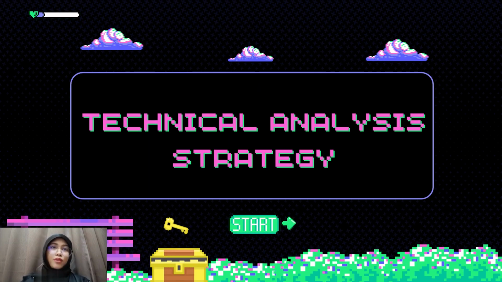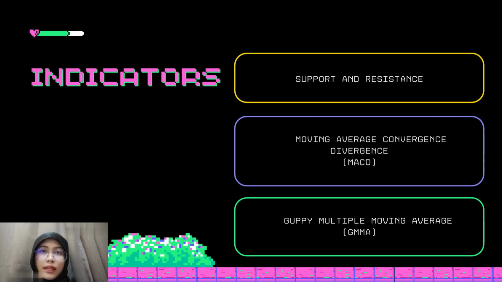Okay, so next we move on to technical analysis. We have used technical analysis to forecast future price and trends during the game. Technical analysis is an important tool for helping us making decisions to buy or sell the stocks based on past market data. There are three indicators that we use. First of all is support and resistance. Second is moving average convergence divergence, MACD. And the third one is Guppy multiple moving average, GMMA. In conducting the analysis, we use the TradingView platform to analyze statistical patterns derived from trading activity.